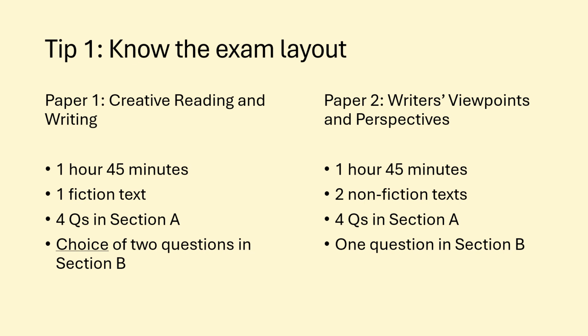For paper 2, which is your last GCSE exam paper for English, it's all about writers' viewpoints and perspectives. It's also 1 hour 45 minutes. This time you get 2 non-fiction texts. One will be more modern, so it could be 20th or 21st century, and one will be from the 19th century, so the same era as A Christmas Carol. And again, you've got around 15 minutes to read and annotate both of those. There are 4 questions again in section A, and there is only 1 question in section B for this one, and you'll be asked to write a letter, an article, a speech, an essay, or a leaflet.